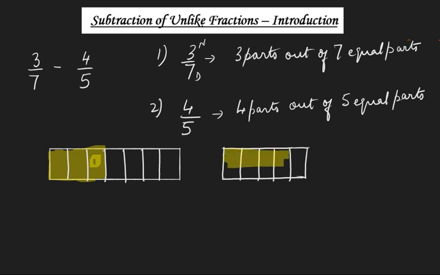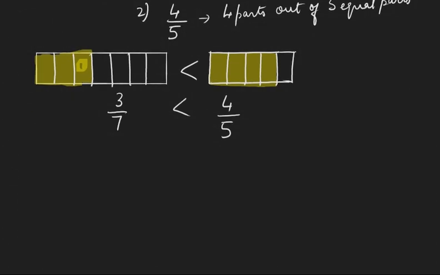Now when you look at it, you can see the shaded area on the right side is more than the shaded area on the left. So by using pictorial notation also, you can say 3 by 7 is less than 4 by 5. There's one more way of doing it. Let's check it out. The second method will be cross multiplication method.